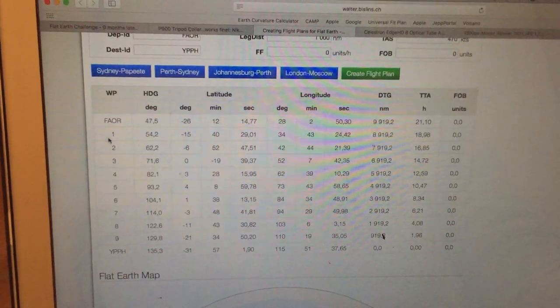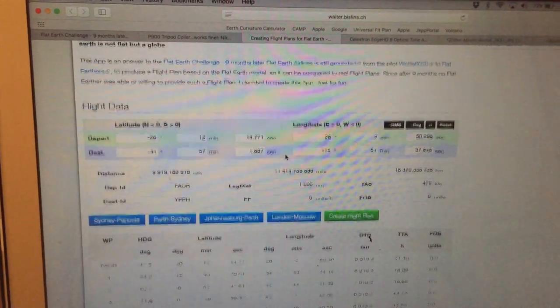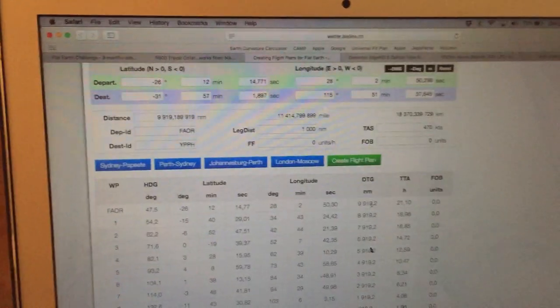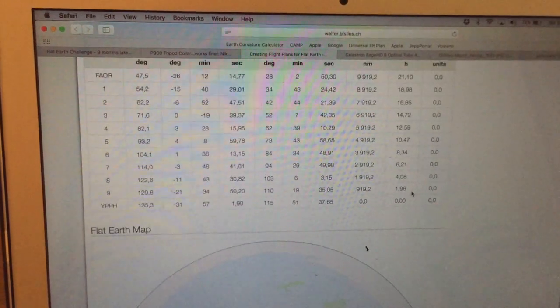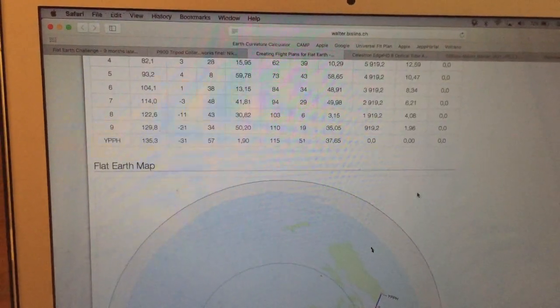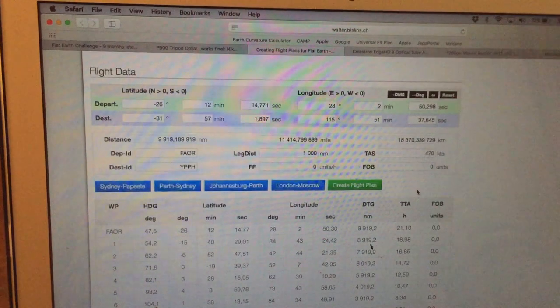It creates the waypoints based on the leg distance you specify. It defines how much distance to go, how much fuel on board at each of the waypoints. So it essentially covers all the elements required for a real flight plan.